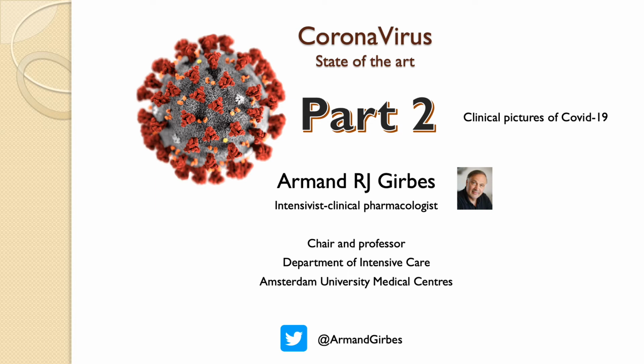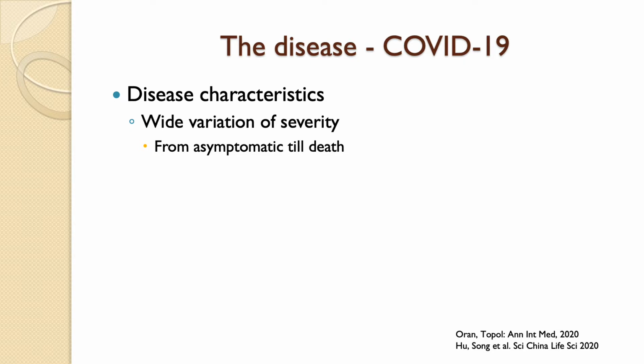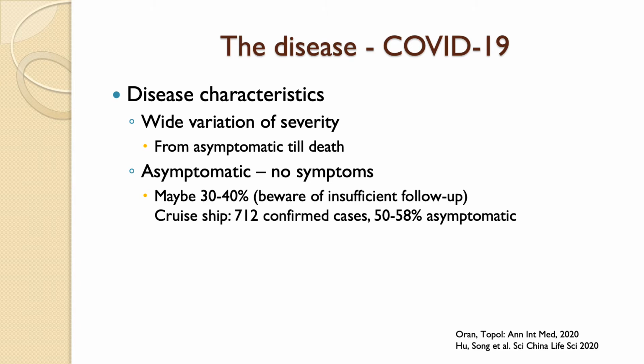Now, welcome to part 2 of my presentations on the coronavirus, and I will discuss with you the clinical pictures of COVID-19. A very interesting point about the coronavirus causing COVID-19 is that there is a huge variation of severity. It can be from asymptomatic till death, and asymptomatic means no symptoms.